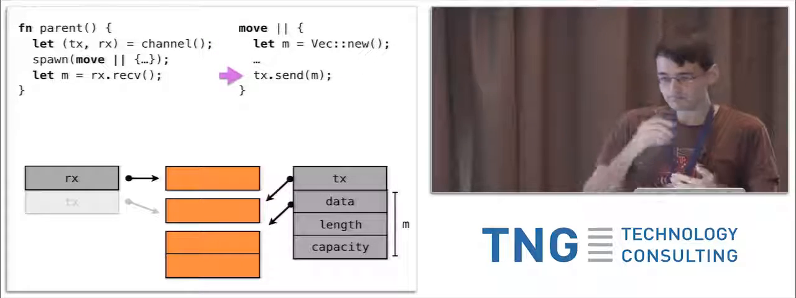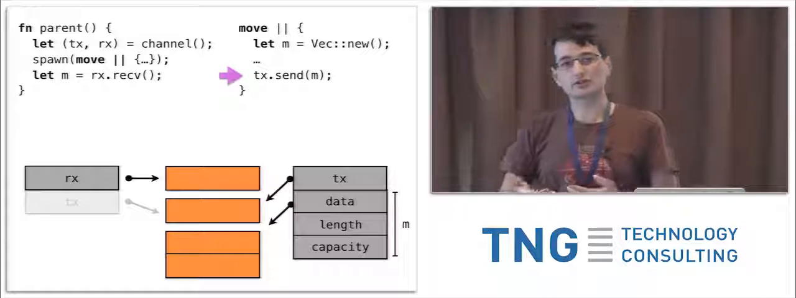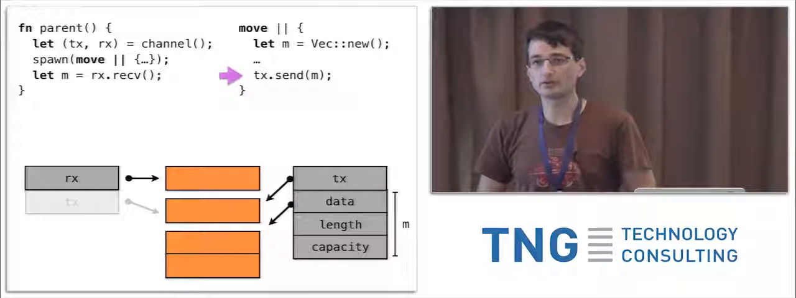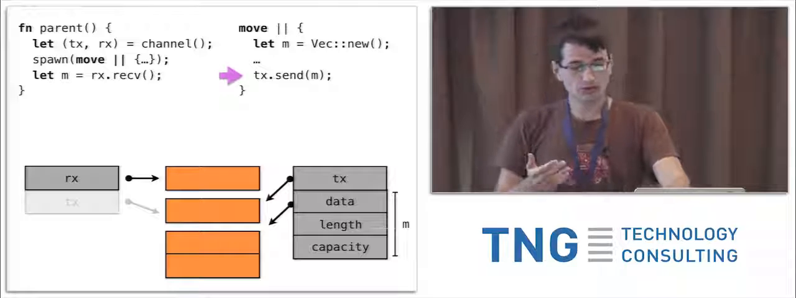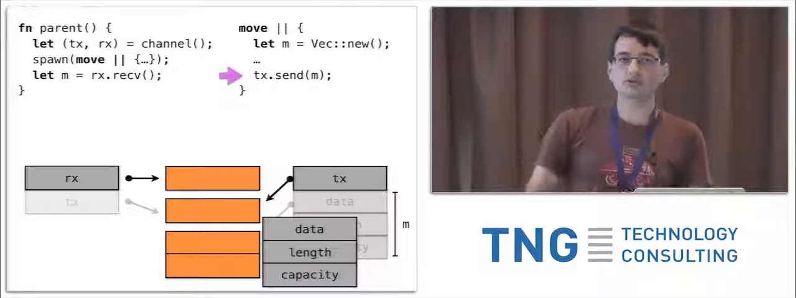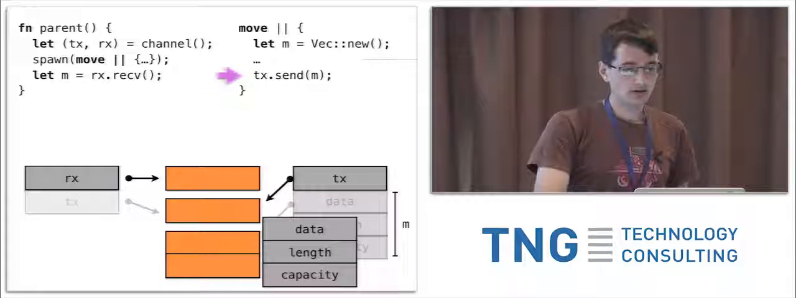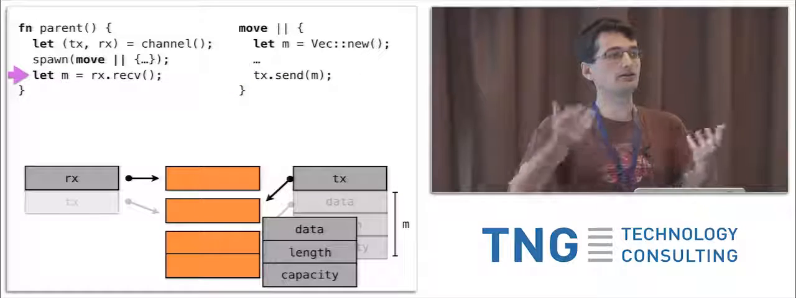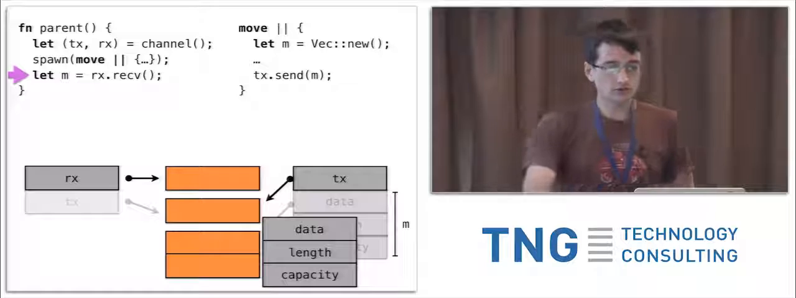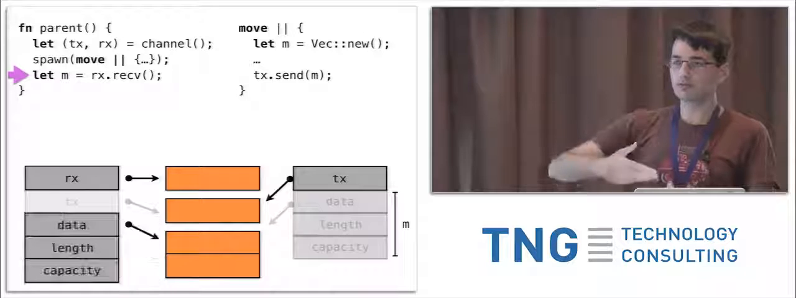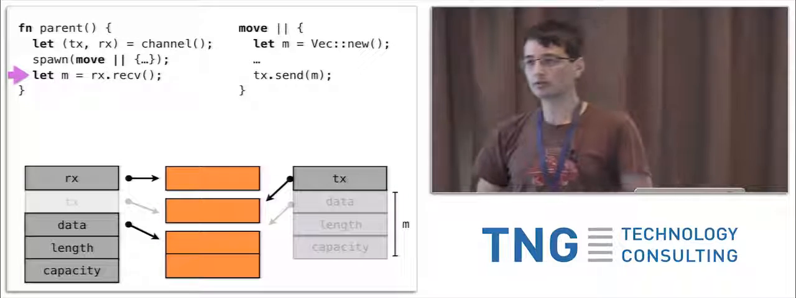And what's going to happen when we actually try and send the message is pretty much the same standard thing we've seen with other moves, which is that we'll create a shallow copy, move it onto the channel. Child's going to forget about it, not going to worry about it anymore. And then once the parent comes along and says, all right, I'm now ready to receive this message, we'll take the data off the channel, move it over to the parent, and now the parent owns this data.